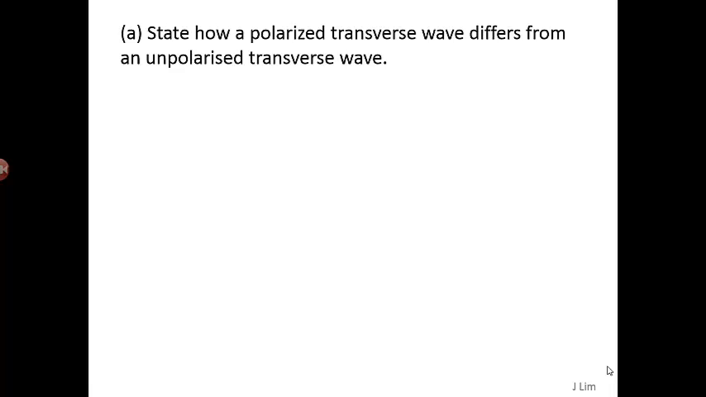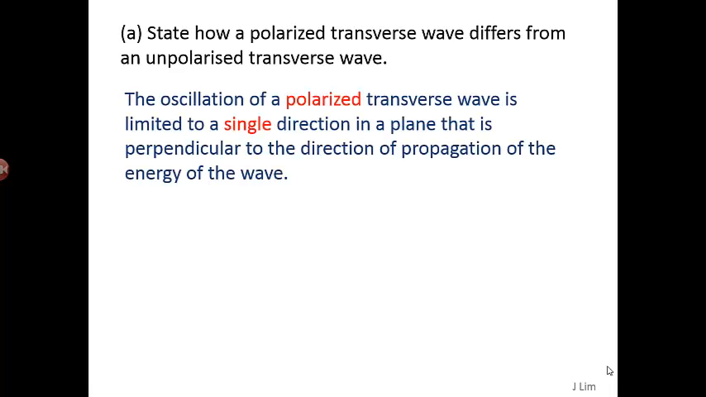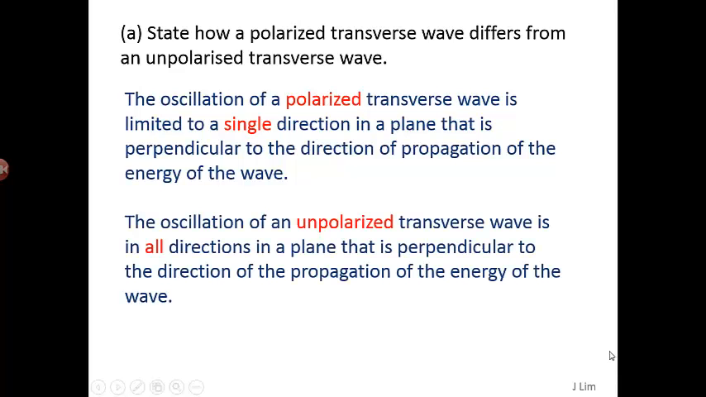State how a polarized transverse wave differs from an unpolarized transverse wave. The oscillation of a polarized transverse wave is limited to a single direction in a plane that is perpendicular to the direction of propagation of the energy of the wave. The oscillation of an unpolarized transverse wave is in all directions in a plane that is perpendicular to the direction of the propagation of the energy of the wave.